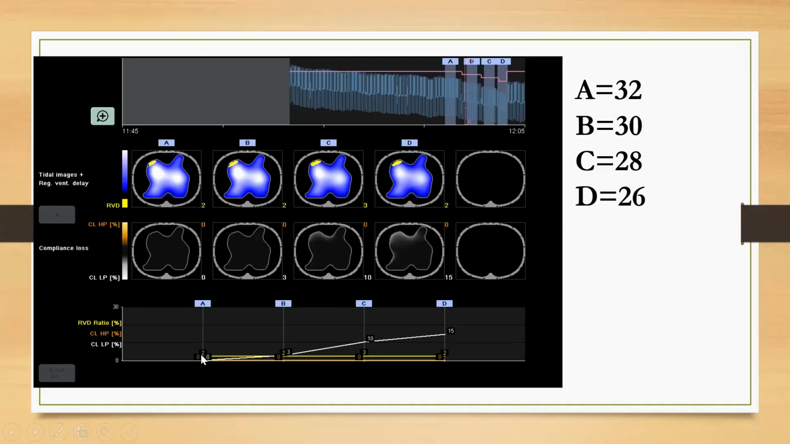And we see that the patient is still optimal at 32. We see that when we hit 28 over here and 26, we're starting to lose compliance in this region here. Don't forget, this is a prone patient. So this here is actually the dorsal region, and this is the ventral region.